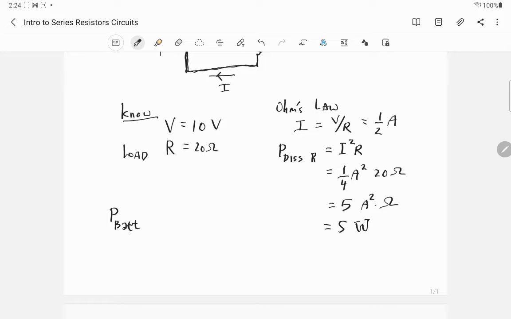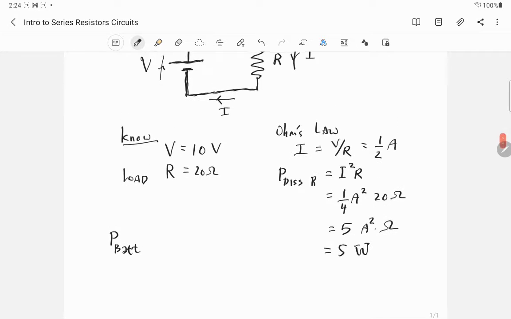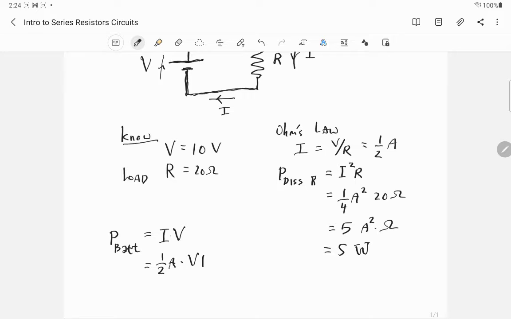at the battery, right? What's the rate at which the battery is supplying energy? The equation that we use there is we just take the current and multiply by the voltage of that battery. And the current is, once again, 1/2 amp. And the voltage is, sorry, 10 volts, excuse me. The voltage is 10 volts, and 1/2 of 10 is 5, and the amp times the volt is also the watt.